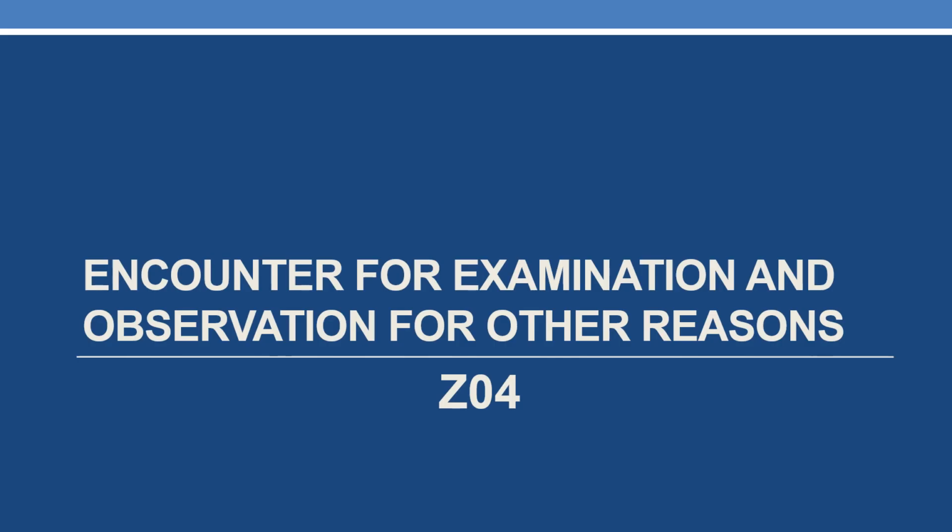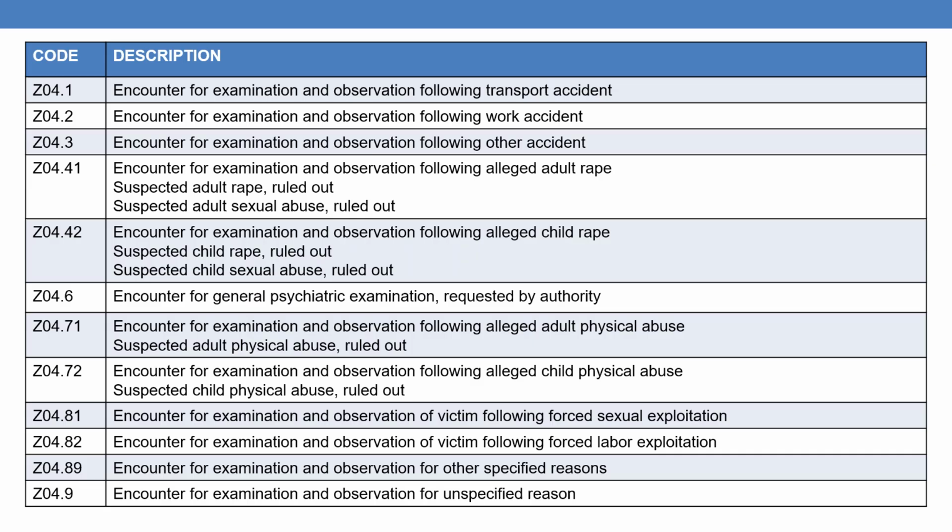Now coming to the next category, Z04, that deals with encounter for examination and observation for other reasons. The first code is Z04.1. It deals with encounter for examination and observation following transport accident. The next is Z04.2. Encounter for examination and observation following work accident. The next is Z04.3. It deals with following other accident.